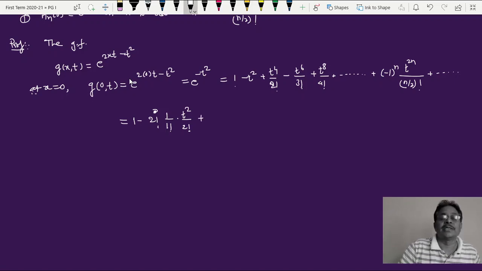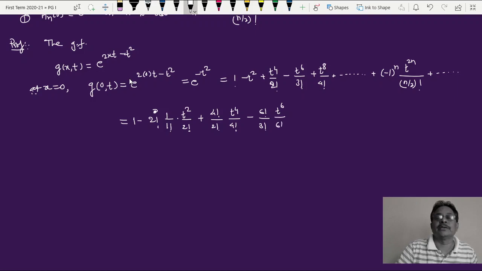Similarly, for the next term I can write 4 factorial divided by 2 factorial into t raised to 4 upon 4 factorial. The 2 factorial was there, t raised to 4 was there. This is 4 factorial divided by 4 factorial, so I divided and multiplied by the same. The next term will be minus, so it is 6 factorial divided by 3 factorial into t raised to 6 divided by 6 factorial. Likewise, the same thing can be done here.